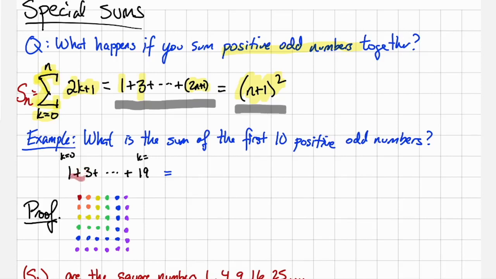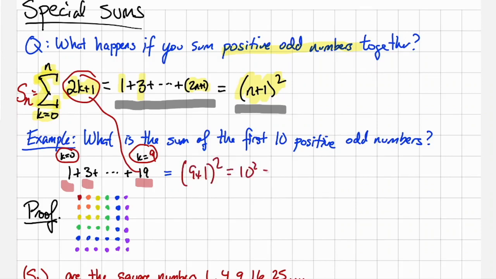So for example, if we had 1, 3 up until 19, that corresponds to k equals 0 up until when 19 is equal to 2k plus 1, that is k is equal to 9. And so this formula tells us that the answer is 9 plus 1 squared, which is 100. So why should we expect that the answer is always equal to a square number?